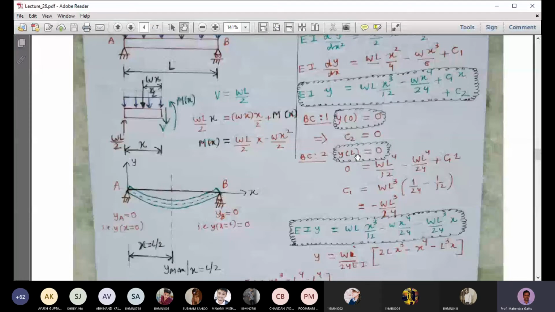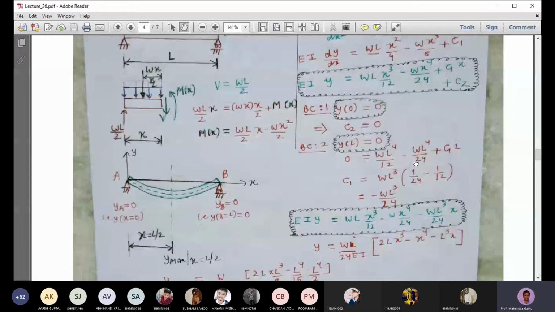Now substitute x equal to L. So 0 is equal to wL into L cube by 12 minus wL power 4 by 24 plus c1 L. We can send these two terms to the other side, and we'll get wL cube into 1 by 24 minus 1 by 12. So L into L cube is L power 4 and L power 4 by L gives L cube. So 1 by 24 minus 2 by 24 will be minus 1 by 24. So c1 is minus wL cube by 24.